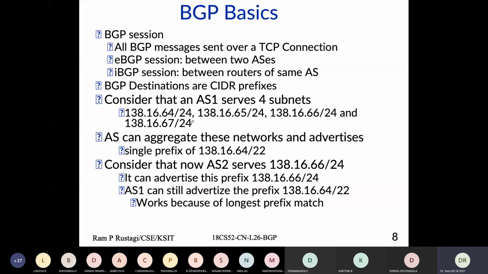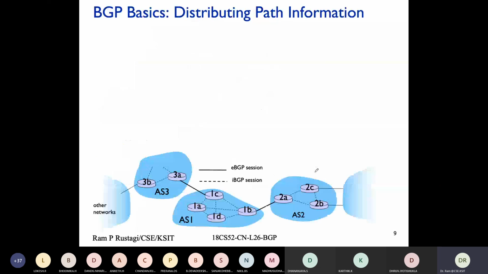Even with this aggregation, if one of the networks moves away, we have a notion of longest prefix match. Those who have forgotten longest prefix match, I would recommend you to read about it and refresh your routing concepts. It basically means that for a given destination, there could be two different networks. So we look at which network has a longer prefix, and the packet would be routed to the longer prefix. So BGP supports that as well.